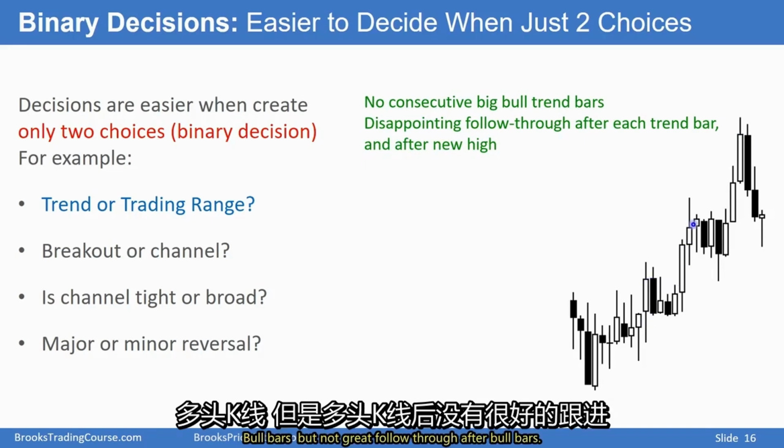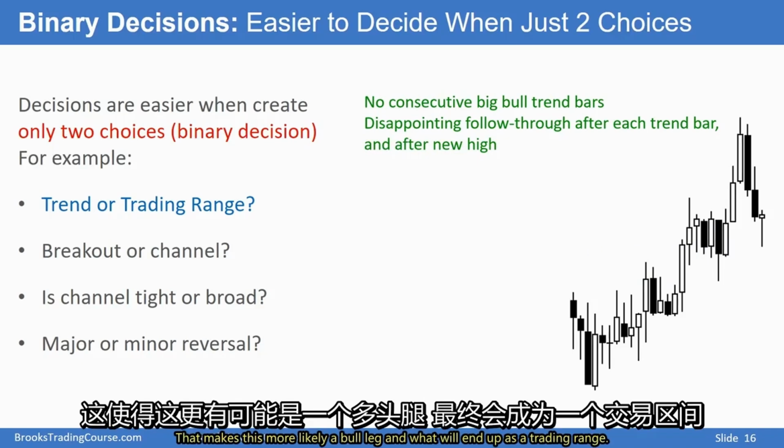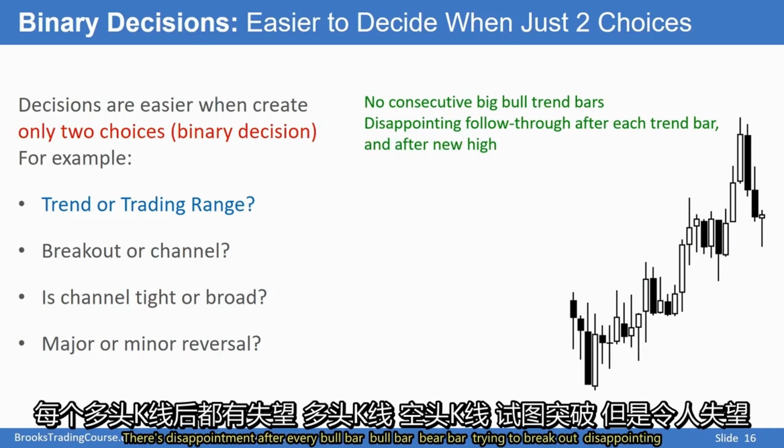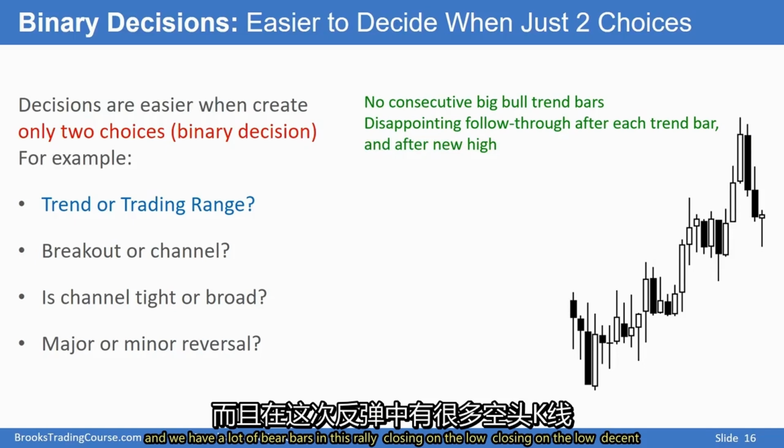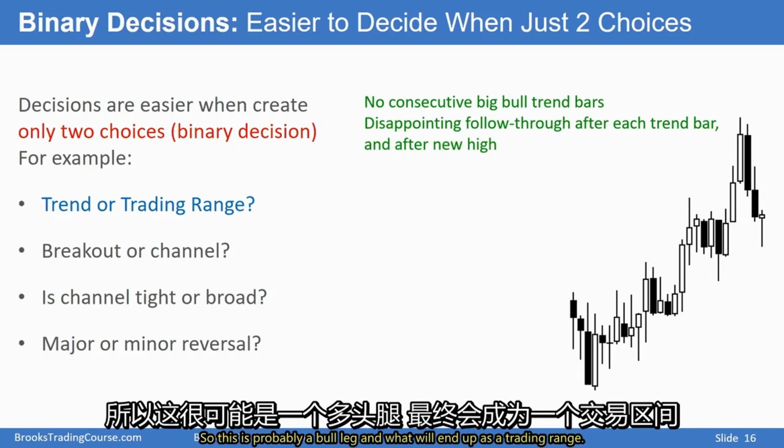Bull bars, but not great follow through after bull bars. Where are the consecutive big bull trend bars? That makes this more likely a bull leg and what will end up as a trading range. There's disappointment after every bull bar: bear bar, trying to break out, disappointing, trying to break out, disappointing. And we have a lot of bear bars in this rally, closing on the low, decent sized bodies, closing on their lows. So this is probably a bull leg and what will end up as a trading range.